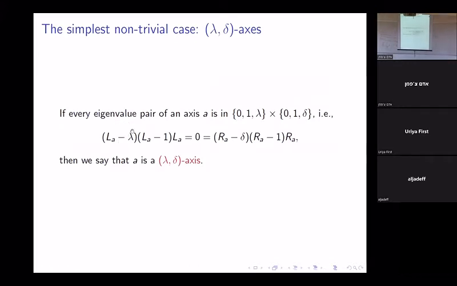Now, so if you have only one left eigenvalue and one right eigenvalue other than 0 and 1, then you have this. And this is the simplest non-trivial case. So we're going to call this a lambda delta algebra.